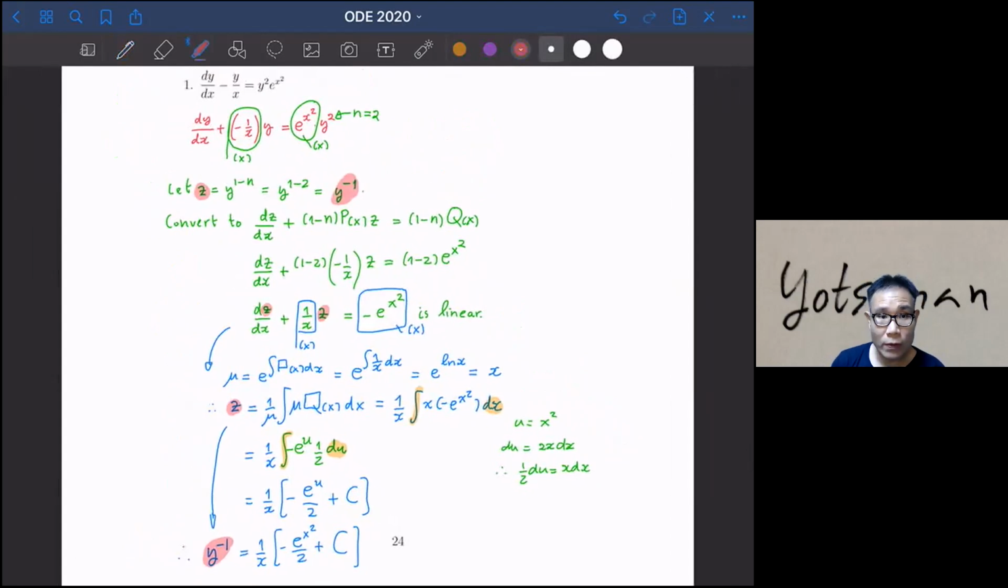For a Bernoulli equation, you first identify p(x), q(x), and n, and you're gonna use this formula to convert into the linear equation in terms of a new variable z. It looks like doing substitution, and you're gonna solve for z by the formula for mu and for z, and you're gonna be able to obtain everything. And at the end, you're gonna change z to y, and you're gonna get the final answer.